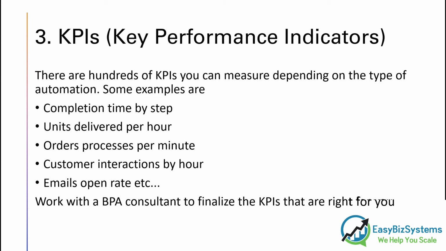If you are doing sales automation, it's a different thing. If you are doing marketing automation, the KPIs are different. So each of these KPIs are really critical. You have to know your KPIs for your automation. For example, completion time by step, units delivered, orders processed, customer interactions, email open. There are thousands of them, right? So basically you have to work with your BPA consultant to figure out the KPIs that matter to your business and your automation, so you can measure them. So step 3, very important, you really need to know your KPIs.